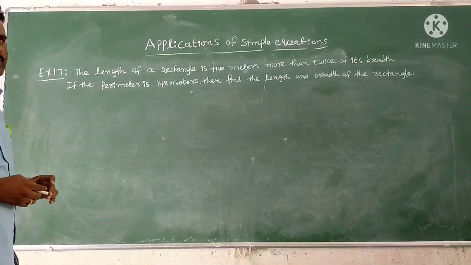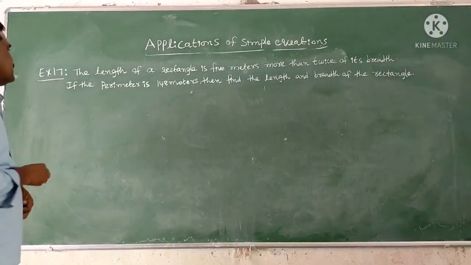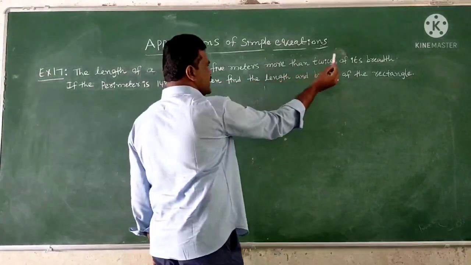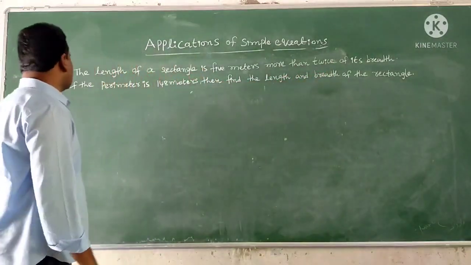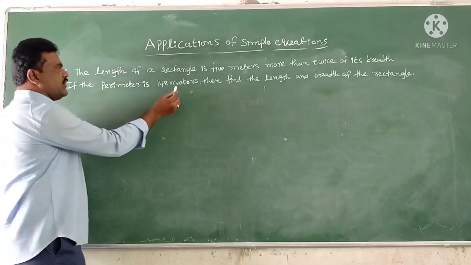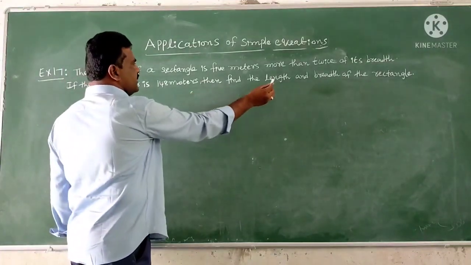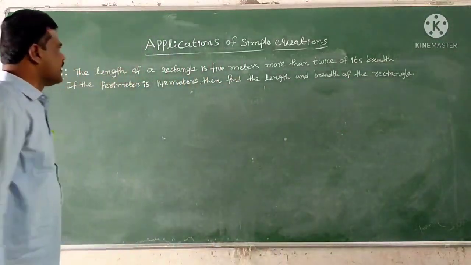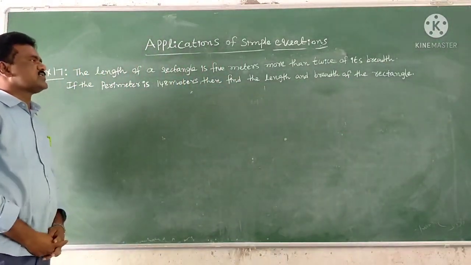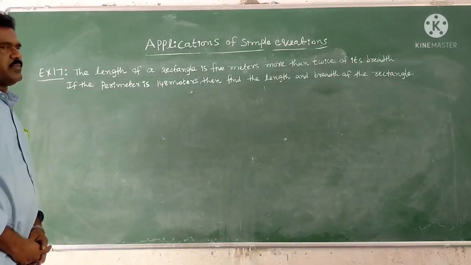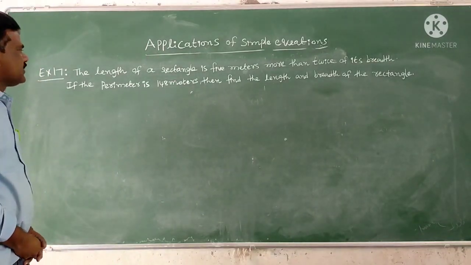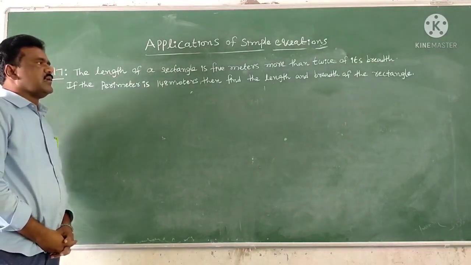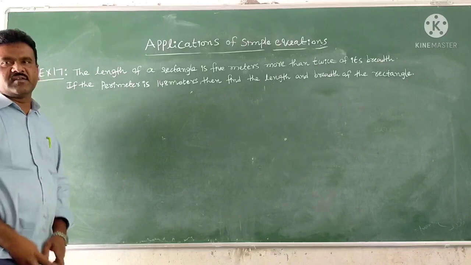Children, we are going to the next example, 17. The length of a rectangle is 5 meters more than twice its breadth. If the perimeter is 148 meters, then find the length and breadth of the rectangle.